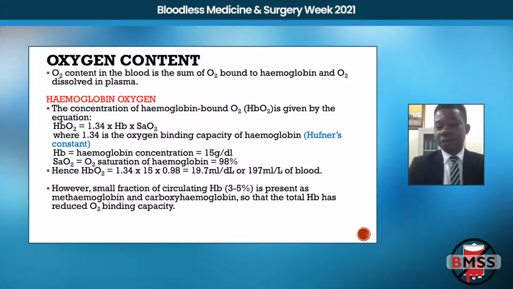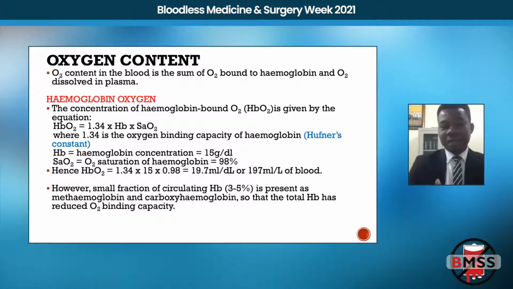1.34 times 15 grams per dl of hemoglobin times the oxygen saturation, which is 98%, that's 0.98. That gives us 19.7 ml per dl, or 197 ml per liter of blood. So for every liter of blood, we have 197 ml of oxygen incorporated into it. The hemoglobin is able to carry that.